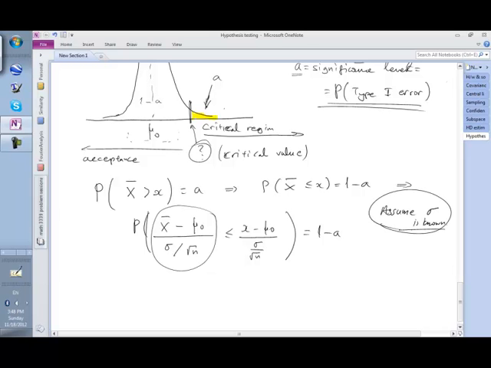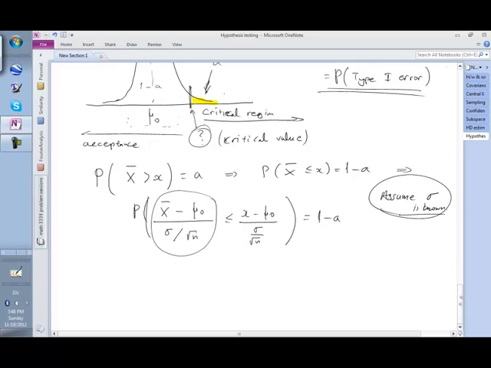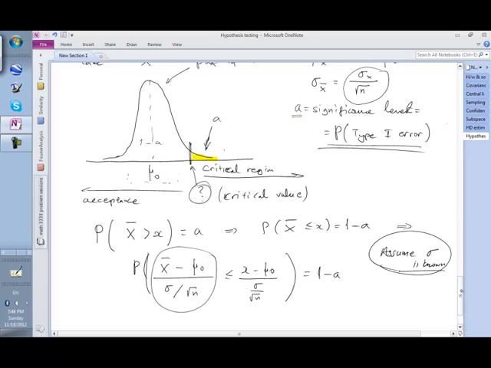Let's assume that we know sigma. Then this quantity says that if I'm to the left of x, I accept, so this is acceptance. Exactly, this inequality means acceptance. This inequality means rejection. It boils down to this rule here.